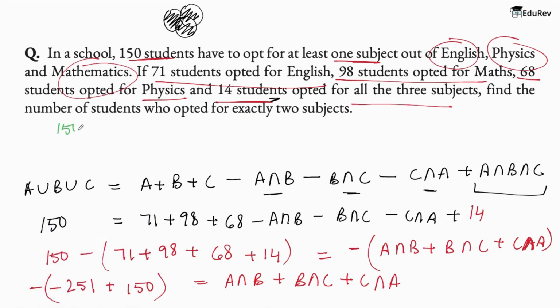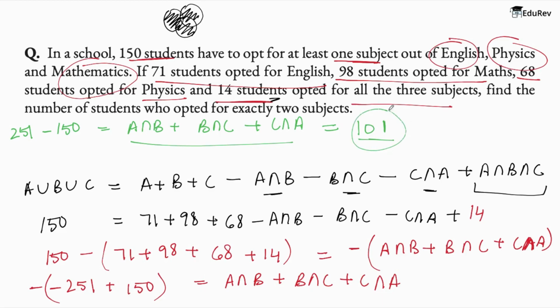It will be 150. Negative of 251 minus 150 will be equal to A intersection B plus B intersection C plus C intersection A. So this will be what? Equal to 251 minus 150. That is nothing but what? 250 minus 151 will be what? Come on. It will be your 101, right? But for the number of students who chose exactly two subjects, we need to subtract something out of this. Now there is a catch.